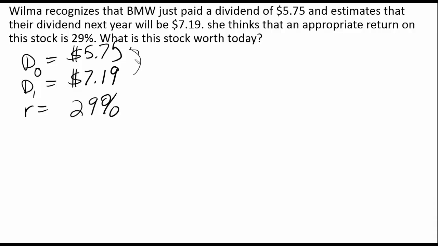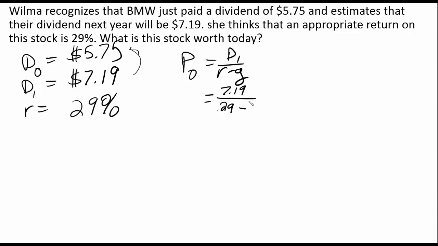So we're given R, we're given D0, we're given D1, but we don't have enough information to use the basic constant dividend model in perpetuity. What we have to use here is the Gordon growth model, right, which is equal to D1 divided by R minus G. So what we have is D1, which is 7.19, divided by R minus G, which is 0.29 minus G. What is G? How do we find that?